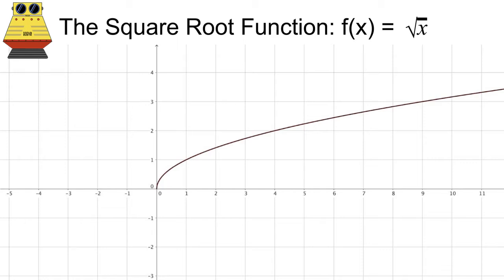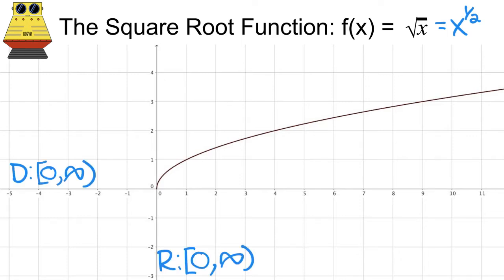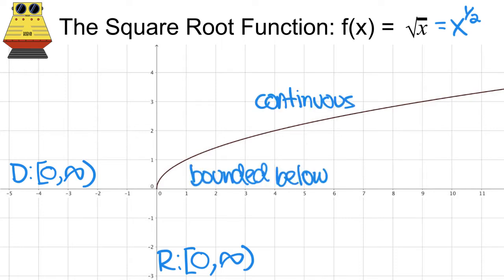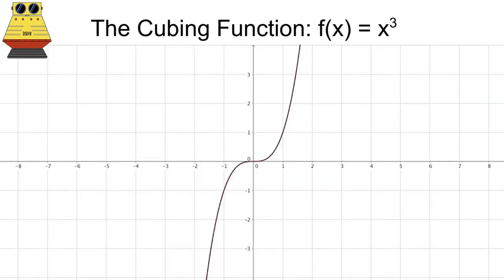The square root function is f of x equals the square root of x, or x raised to the 1/2 power. You can see this as the top half of a sideways parabola. The domain and the range are the same, [0, infinity), inclusive of 0. It's continuous, bounded below, and does not have symmetry. If we drew the bottom half of the parabola, it would have x-axis symmetry, but then it wouldn't be a function.